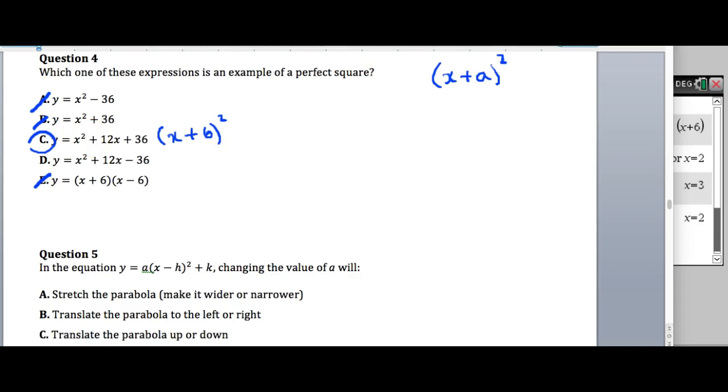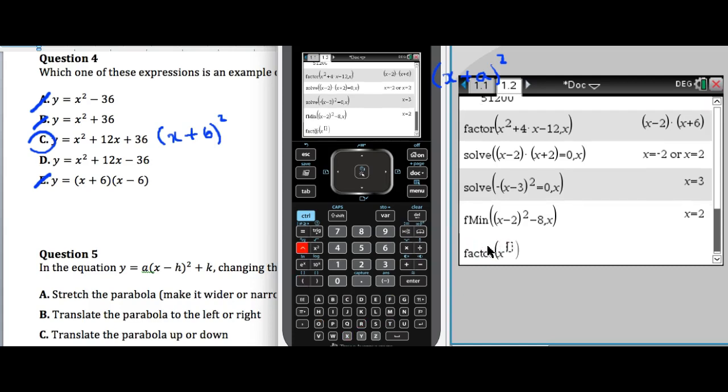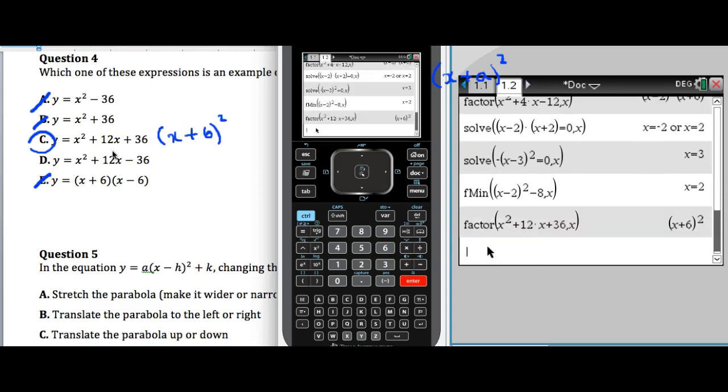I think the problem with this question, from memory, is students were thinking of the difference of perfect squares. So you can also just go to factor, like we did before, and type in your equation. So you think it might be C. And there's our perfect square, so (x + 6) squared.